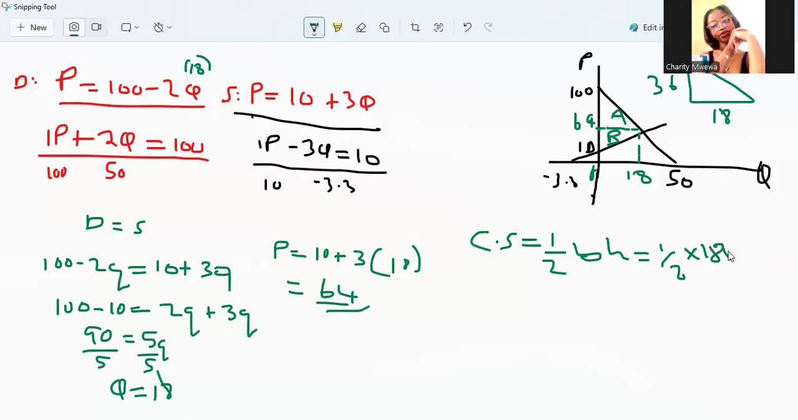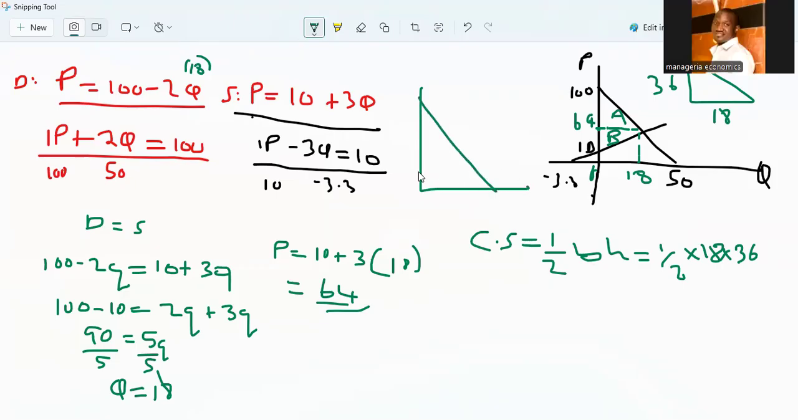I think I'm a bit lost when finding the area there for the consumer surplus. Can you just repeat that? How to find the what? The consumer surplus. Yes, how did we do it? We used the formula for the area of a triangle, right?